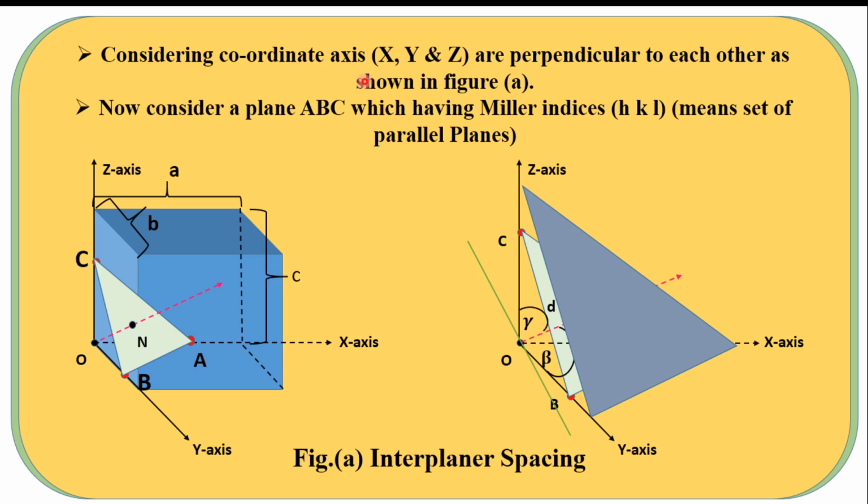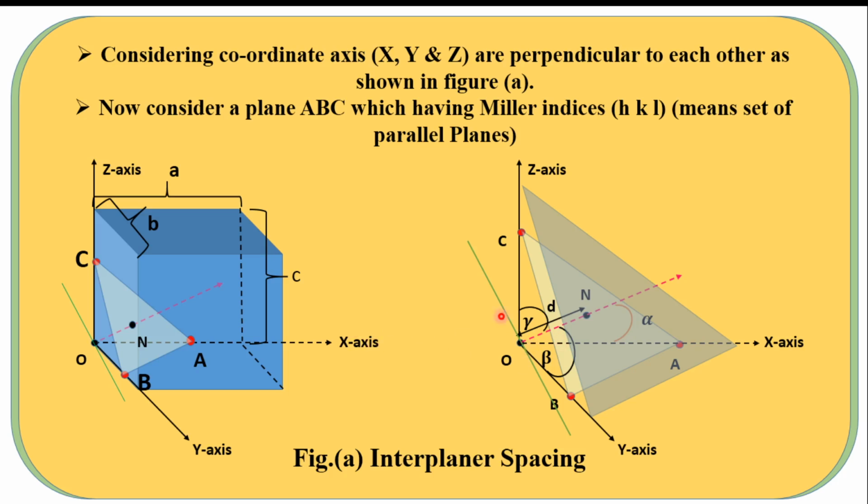Now consider the coordinate axes x, y, z perpendicular to each other, as shown in the figure. Here we have considered one plane at position O, and this plane is parallel to this ABC plane, and the distance between the two planes is D. The distance O to N is the D distance. The edge length on the x-axis is a, on the y-axis is b, and on the z-axis is c.